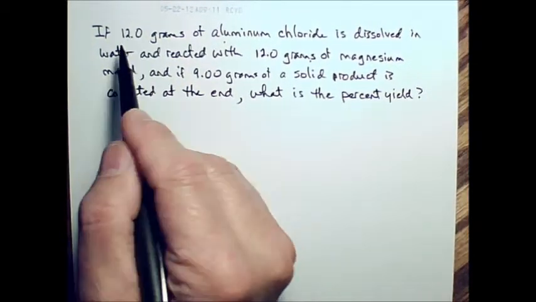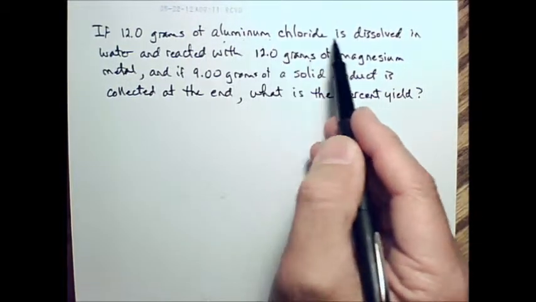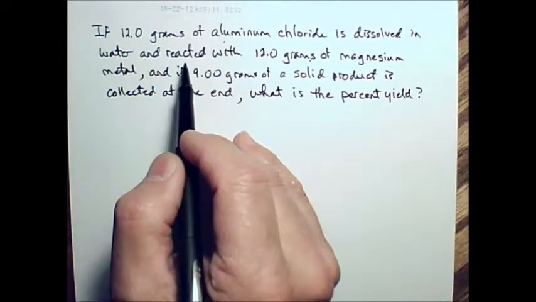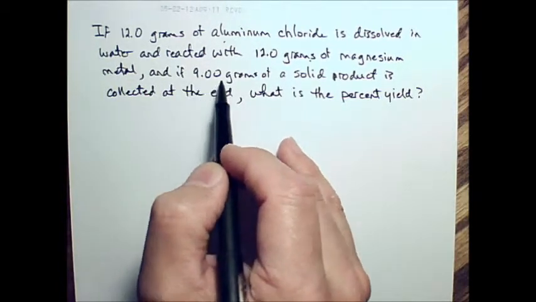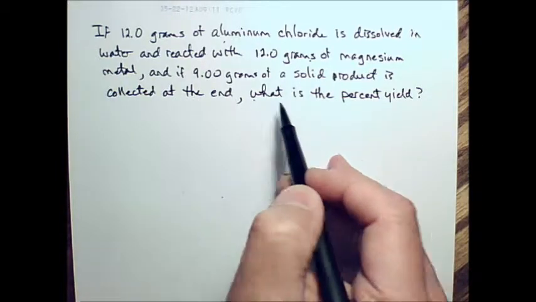Okay, so the question is, if 12 grams of aluminum chloride is dissolved in water and reacted with 12 grams of magnesium metal, and if 9 grams of a solid product is collected at the end, what is the percent yield?